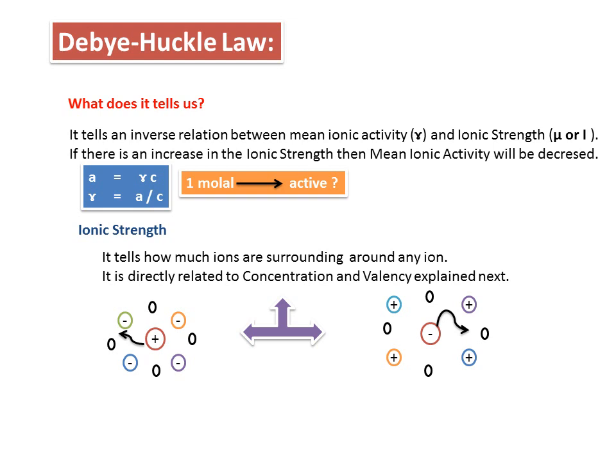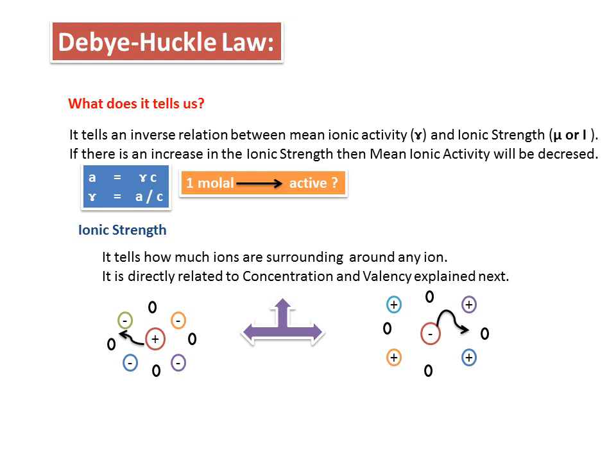We have the formula A is equal to gamma C, so the activity coefficient gamma is equal to A over C. If we have a 1 molar concentration of solution, how many active ions are present in this solution is basically its activity. If we take 1 molar and 1 ion is active, the ratio between A and C is 1:1, then gamma will also be 1, which is its maximum value.